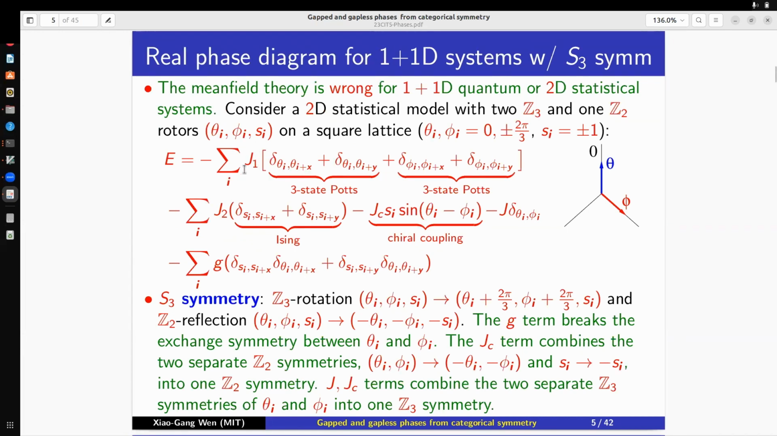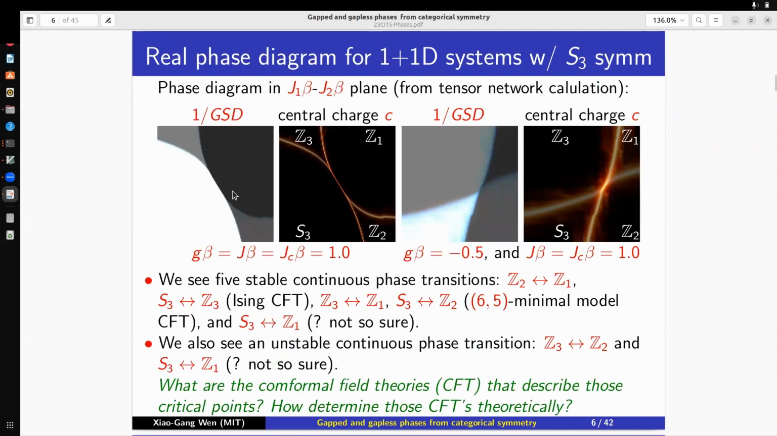I'm only changing J1, J2. J1 tells us whether this rotor is ordered or not ordered. J2 controls whether this chirality is ordered or not ordered, whether chiral symmetry is broken or not broken. So this is basically J1, J2. And then this other parameter is equal to 1 or -1, so there's another parameter which is taking some space.